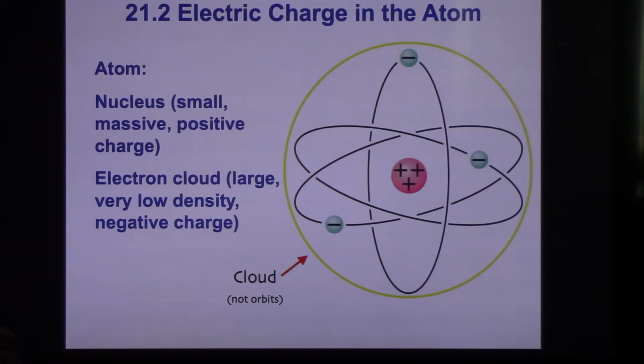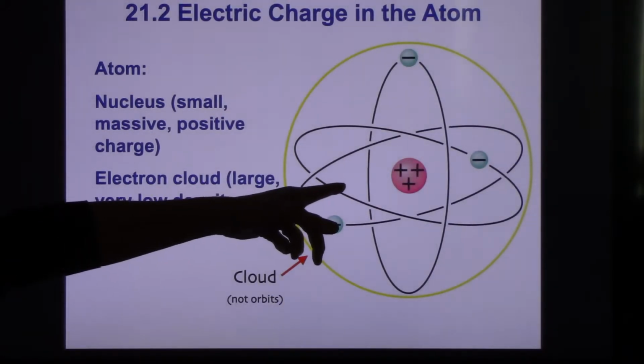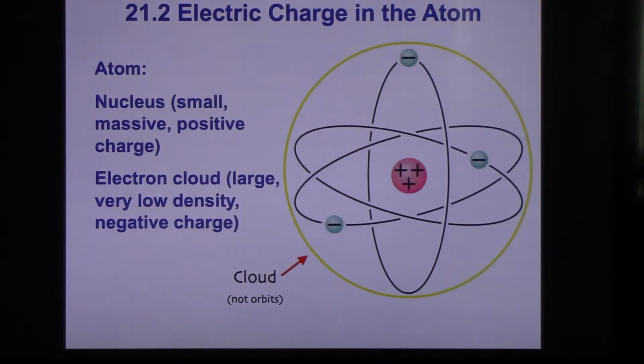Now, what's interesting is, where's the mass? Well, the proton has 1,800 times more mass than an electron. So even though the nucleus is super tiny, taking up a tiny fraction of the volume of an atom or molecule, it's got 99.95%, something like that, percent of the mass. Almost all the mass is in the nucleus.